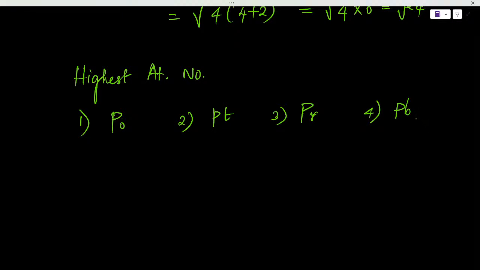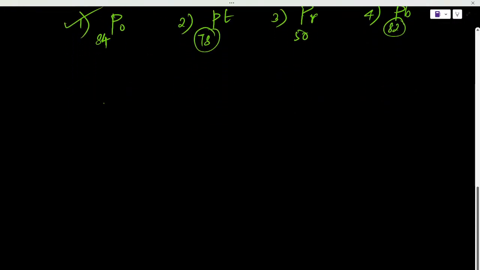So, which of the following has the highest atomic number? We very well know about lead, that is 82. Platinum comes under the transition series. What about praseodymium and polonium? Whoever has seen the periodic table knows polonium comes on the right hand side. The atomic number is 84, platinum 78, praseodymium 59, and lead of course 82. So the answer to this question becomes polonium. Okay, moving on to the next question.